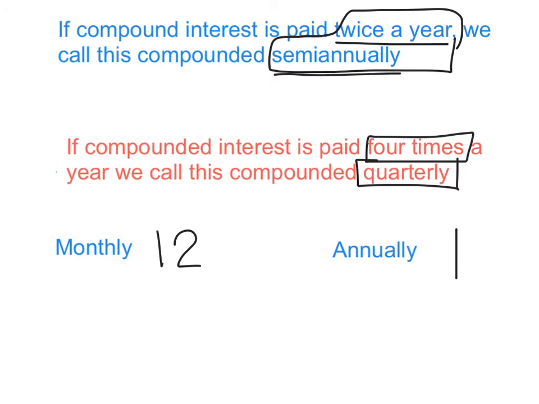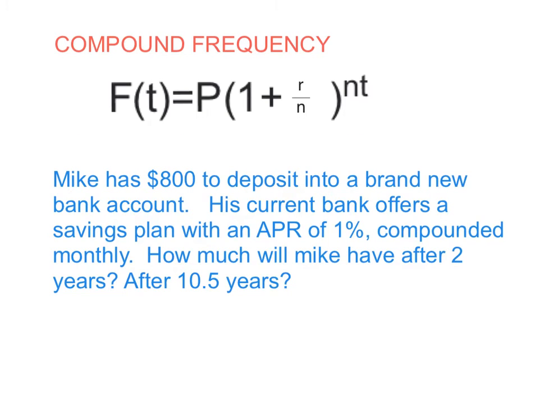But we'll keep going. All right, so our first topic we want to hit is called compound frequency. Now, here's the formula for it, so let's go ahead and box that in. And we do have to memorize this. Now, I think once we use it a bunch of times, it's not going to be a big deal. So it might seem overwhelming at first, but really, it won't be too bad. So f of t equals p times 1 plus r over n to the nt.